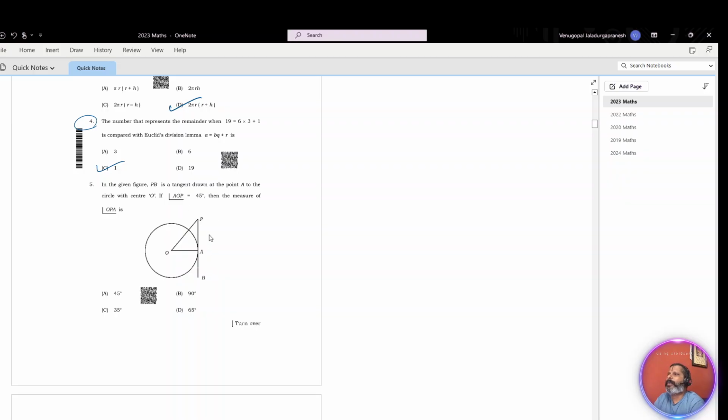Okay, in the given figure, PB is a tangent meeting the circle at A, and angle AOP is 45 degree. AOP, this is 45 degree they have given, right? So we'll just solve it. Given is what? PB is a tangent at A. Therefore, OA is perpendicular to PB, right? Therefore, OAP means perpendicular, that is 90 degree. What is given? AOP is 45 given.